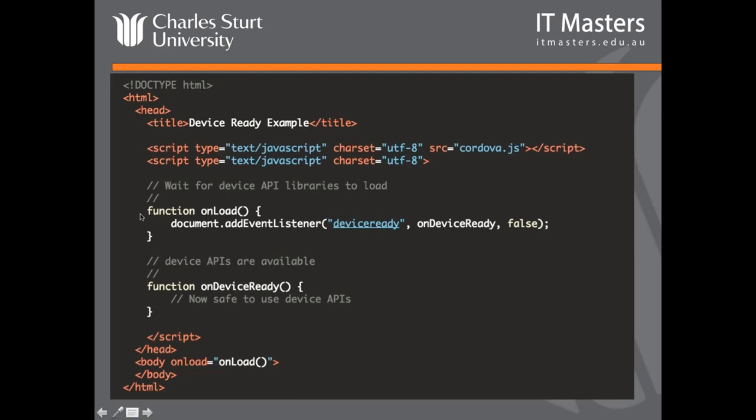So they've got a function onLoad. That's called when the body loads. So this is where it's actually calling it down here. When this page loads for the first time, it's going to call this function, and this is going to add an event listener. What this means is that we have a callback when something happens.